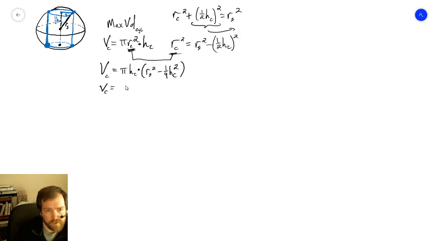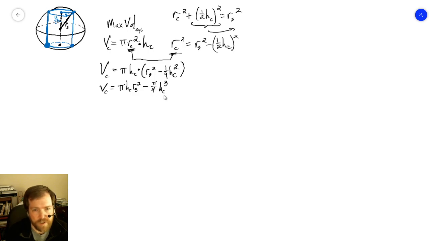So volume of the cylinder is going to be equal to pi height of the cylinder times the radius of the sphere squared minus pi over 4 height of the cylinder cubed. Alright, now we can differentiate this on the height of the cylinder, dHc. It's going to be dV dH sub c.